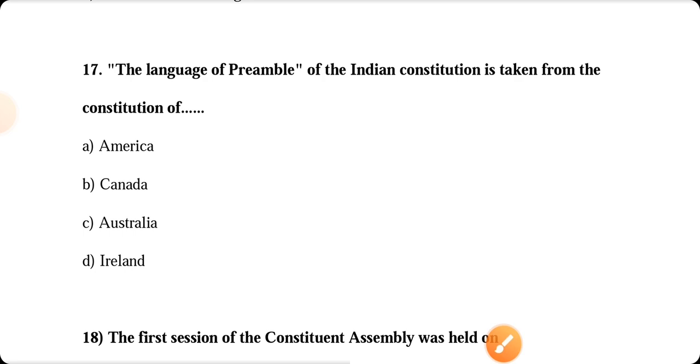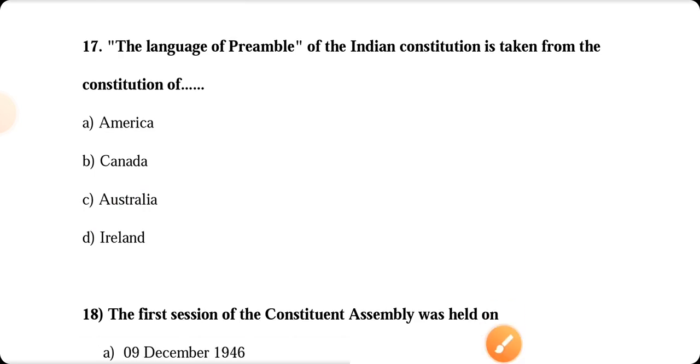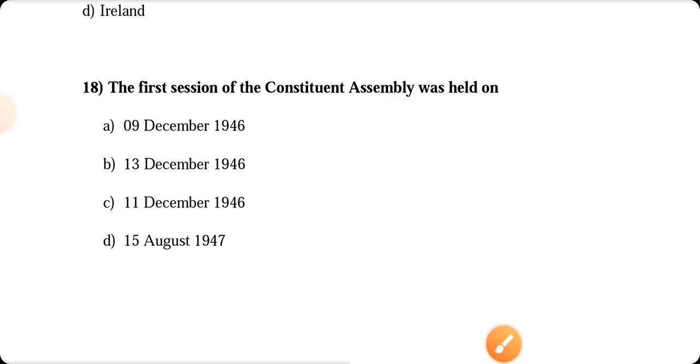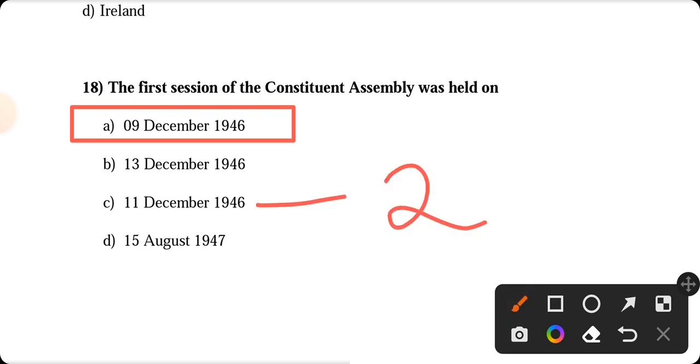The language of the preamble of Indian Constitution is taken from the Constitution of Australia. The first session of Constituent Assembly was held on 9th December 1946. During this session, Sachidananda Sinha became temporary chairman or president of Constituent Assembly. Second session was held on 11th December 1946. During this session, Dr. Rajendra Prasad became permanent president of Constituent Assembly. H.C. Mukherjee became vice chairman of Constituent Assembly.